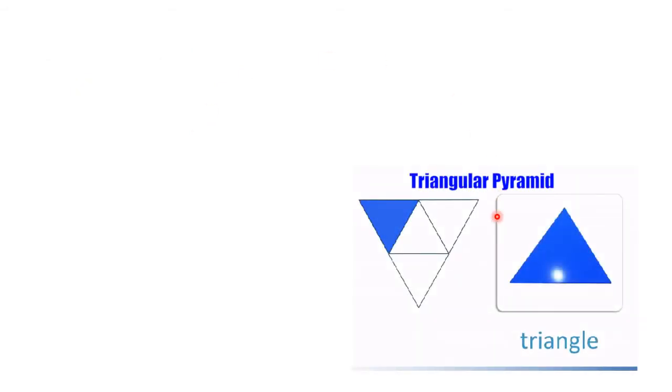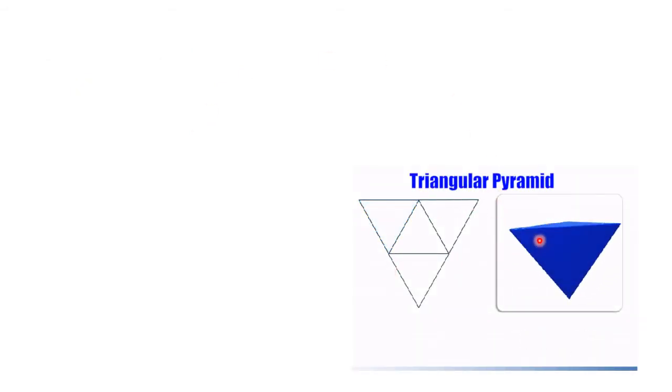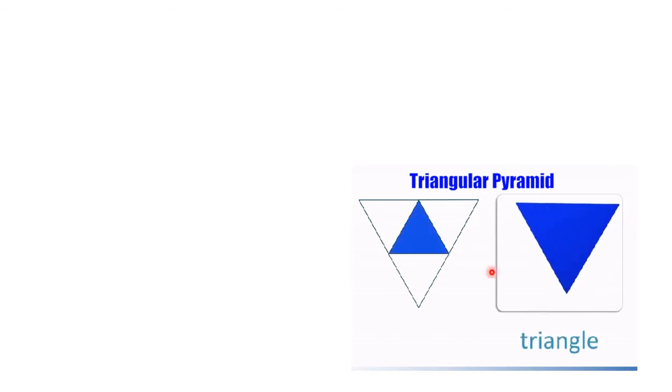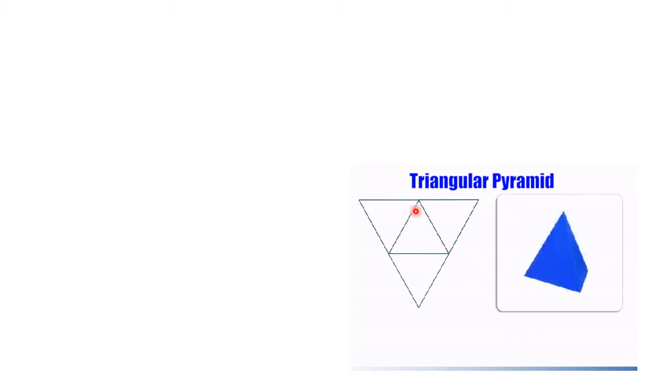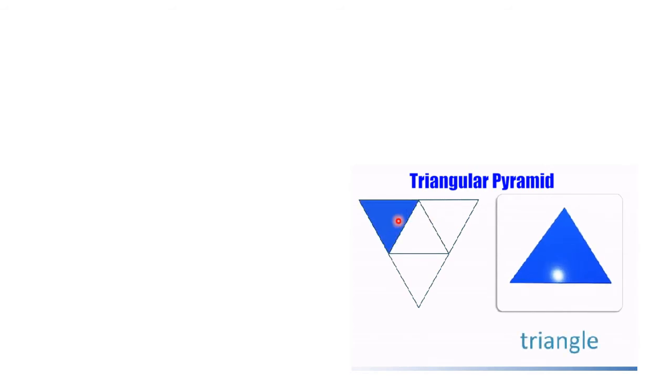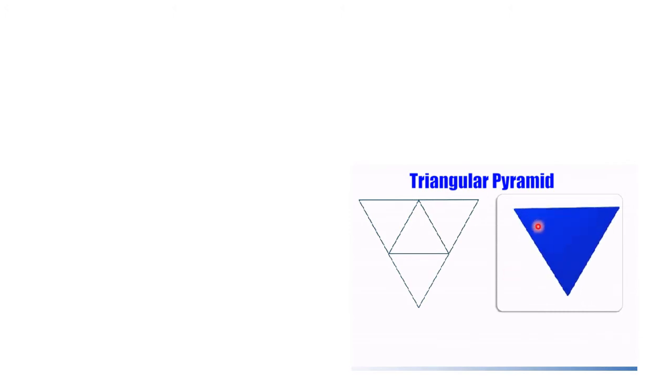Next one, triangular pyramid. In a triangular pyramid, the bottom is also a triangle. Then the other 3 sides we have. So totally 4 sides are there. The bottom part is in the center. Then the remaining 3 sides are 3 triangles, the 3 triangles of this triangular pyramid. So first side, then this one is the second side of the triangular pyramid. So this one is the bottom. So totally 4 triangles are there.